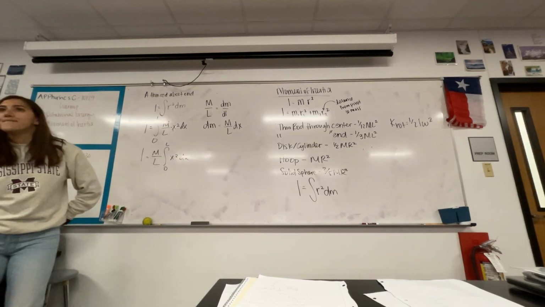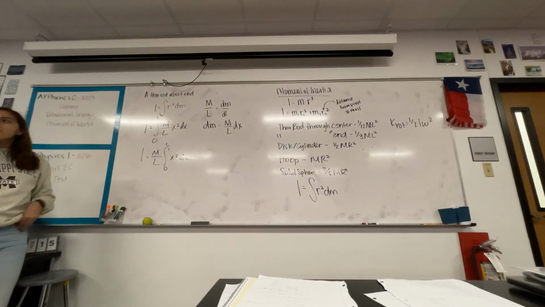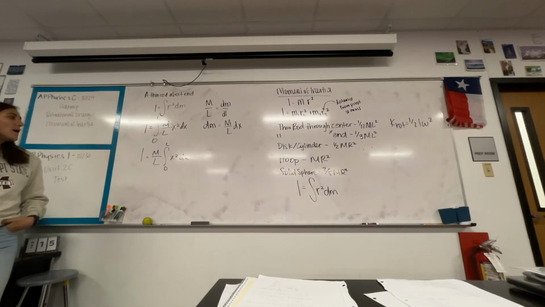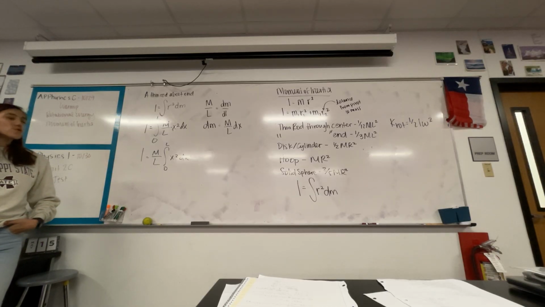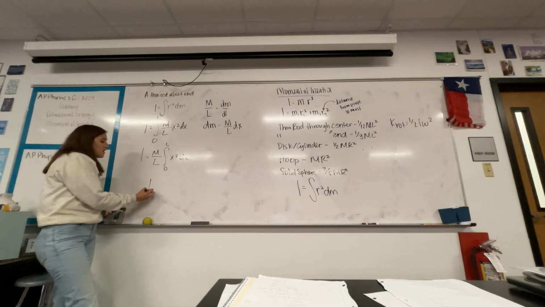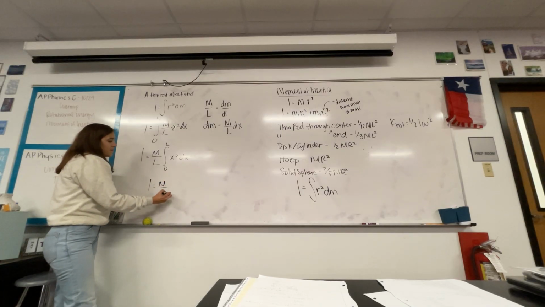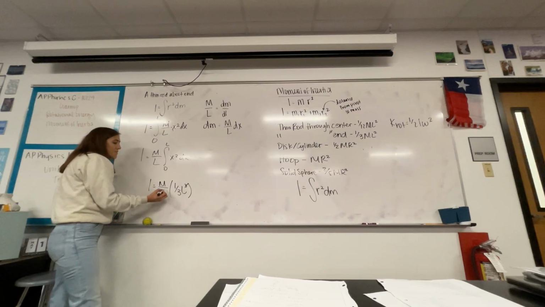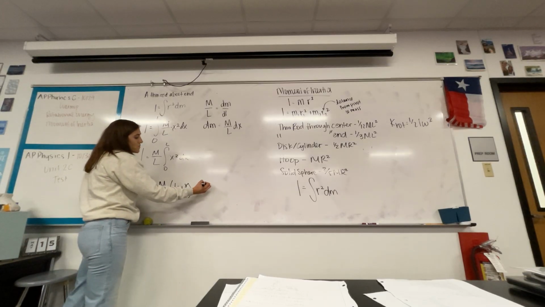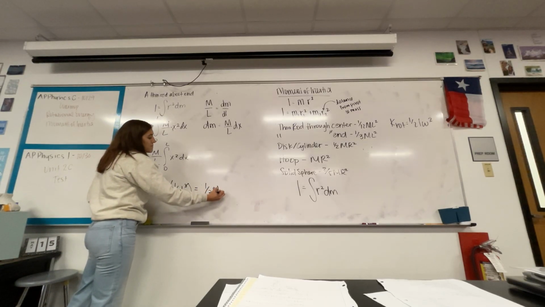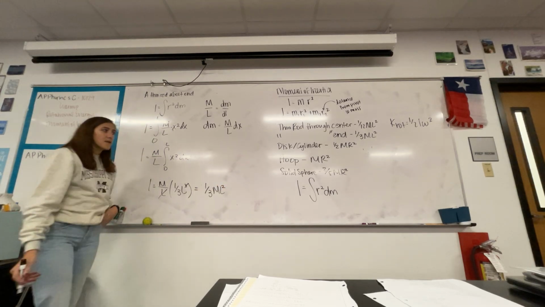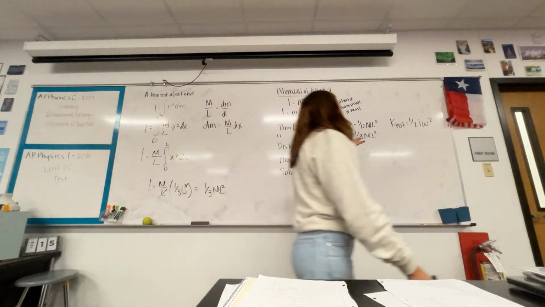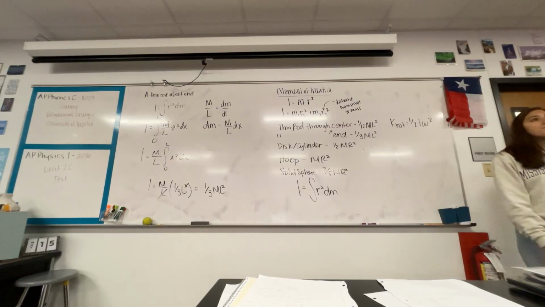What's the integral of that? 1/3 x cubed. And then I can plug in my limits and I get 1/3 L cubed. If I cancel out the L, I get 1/3 ML squared. Hey, look, that's exactly what it's supposed to be.